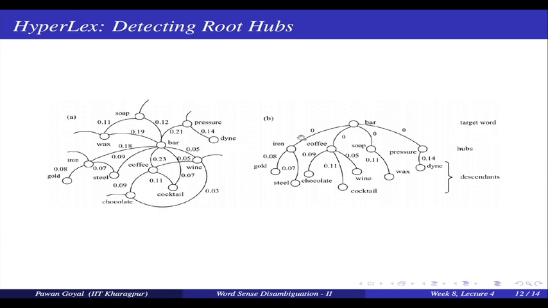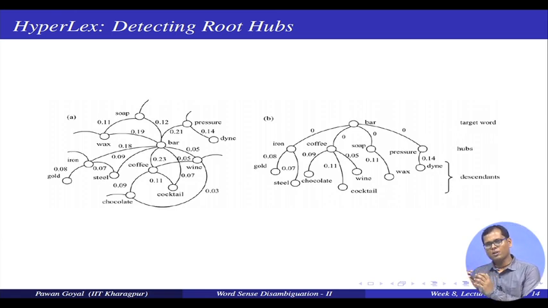So, take coffee as the second hub, take its neighbors. So, it will be chocolate, cocktail and wine. So, these become its neighbors. This becomes my second hub and all the components with that. Remove that from the graph. Now, find out the next hub. So, this can be the word soap, that is having a degree 3. You take the word soap and wax as your third hub and its components. And then finally, you will have the words like pressure and dyne, that is your 4th hub. So, this is my hub and these are different descendants of the hub.